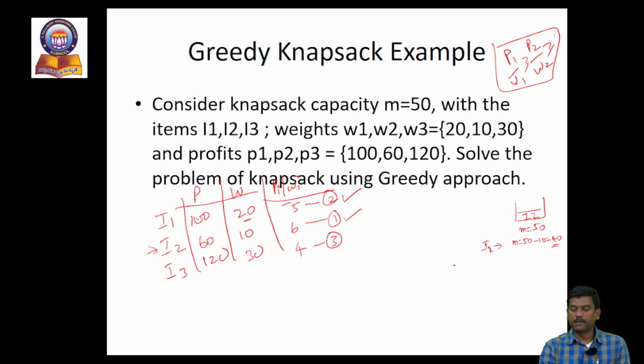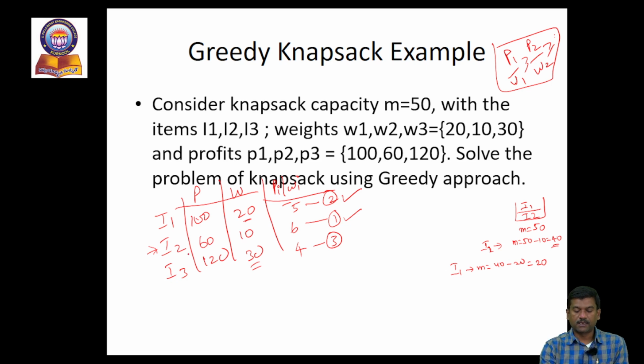So by adding the next item, that is item 1, the remaining capacity is 40 minus 20. You are adding item 1. And how about the remaining capacity? 40 minus 20 will be equal to 20. And consider the next item, that is item 3. And what is the weight? That is 30. So you are adding more weight than the capacity.